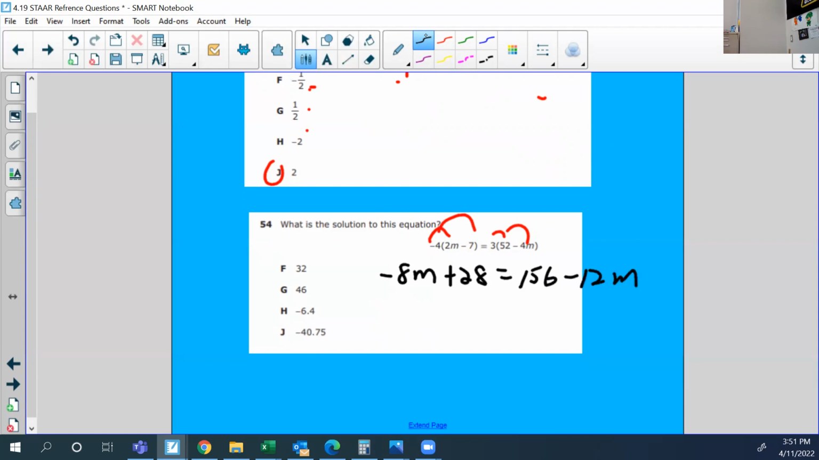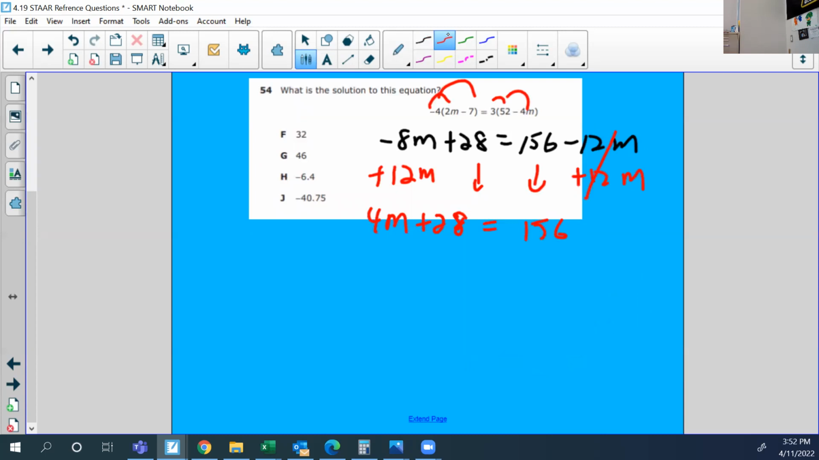Okay, and then we just move the m's to the left side. I'm going to add 12m here, plus 12m, plus 12m. And then that's going to give me, now this becomes 0. Bring down my 156. And that's going to equal negative 8 and 12, that's a positive 4, so that's 4m. And then bring down my 28 plus 28. Then minus 28 on both sides.